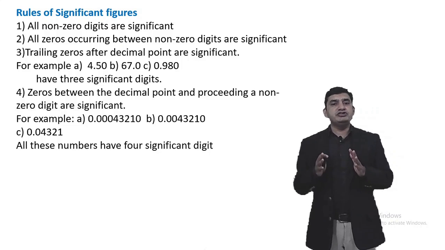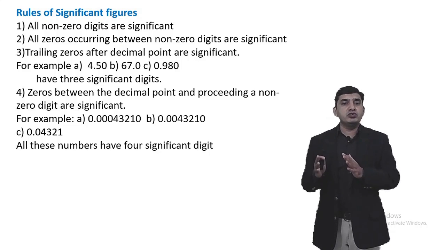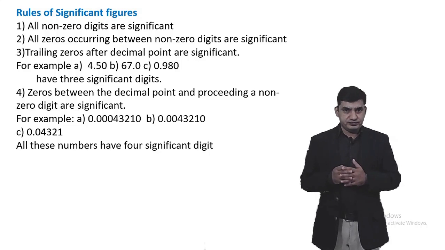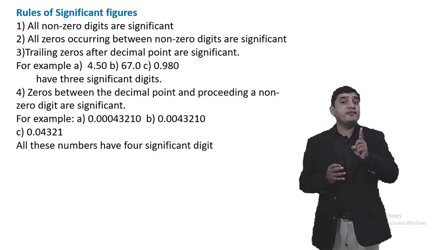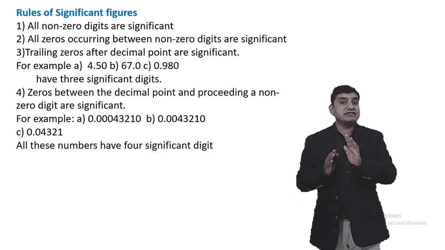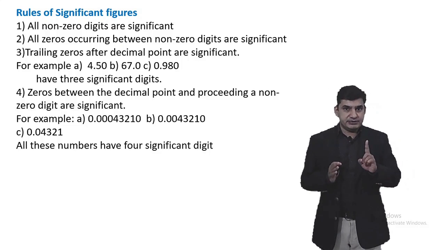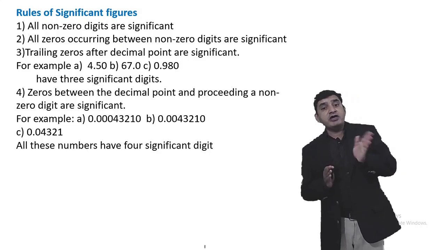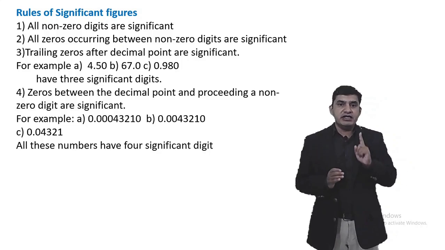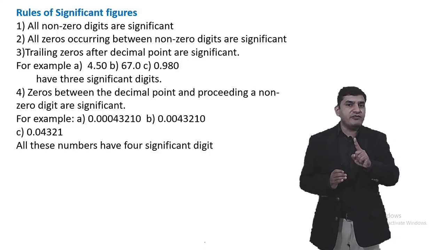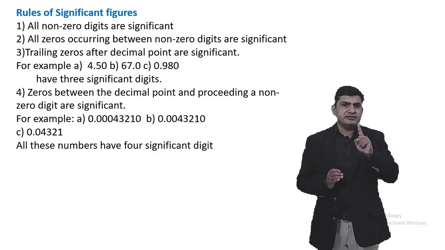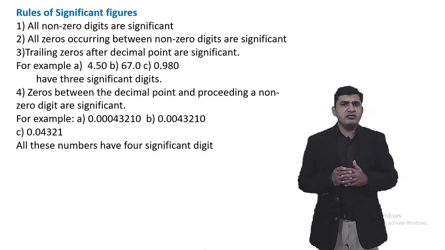Example, 0.00043210. Okay. Now, the 0 after the decimal point does not have significance in a measurement. But the 0 after a non-zero digit has significance in a measurement. And therefore, 43210, this 0 has significance in a measurement. Okay. And therefore, this number has significance in a measurement.